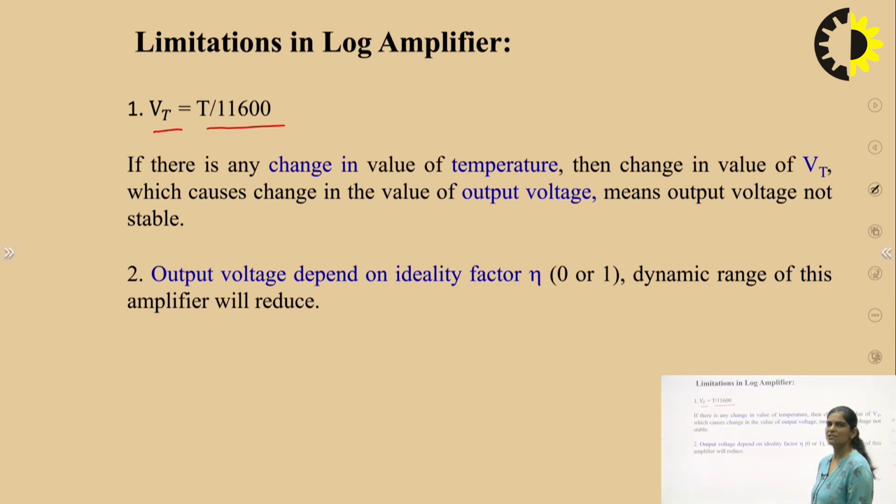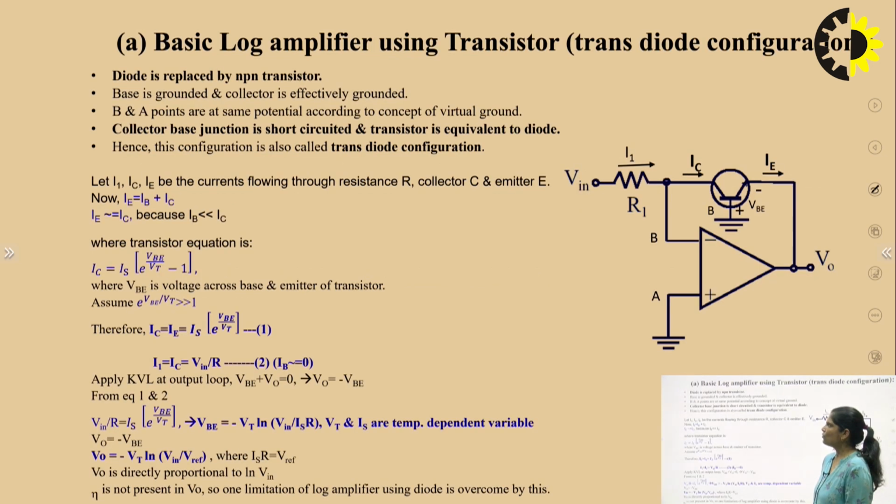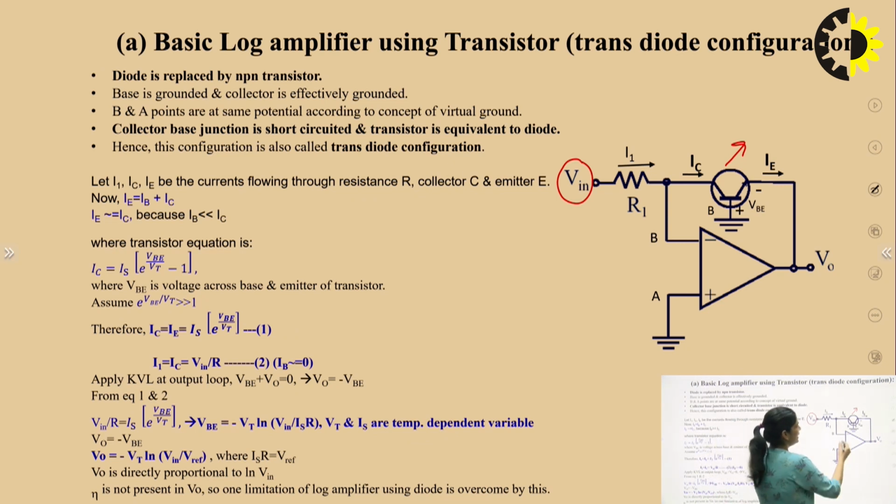Now next, we will start with the log amplifier using transistor. What is the difference between the log amplifier using diode and the one using transistor? In the log amplifier using diode, we connected the diode in the feedback of the circuit. Now in the basic log amplifier using transistor, we connect a transistor in the feedback. Let us consider this circuit diagram: this is the operational amplifier, and this is the transistor connected in the feedback of the operational amplifier. Here R1 is connected and the input voltage is connected at the inverting terminal.